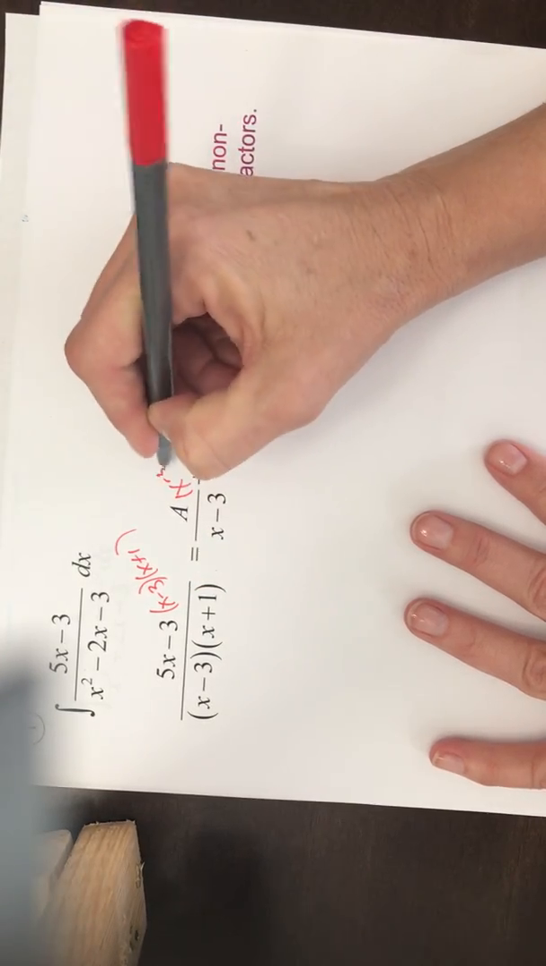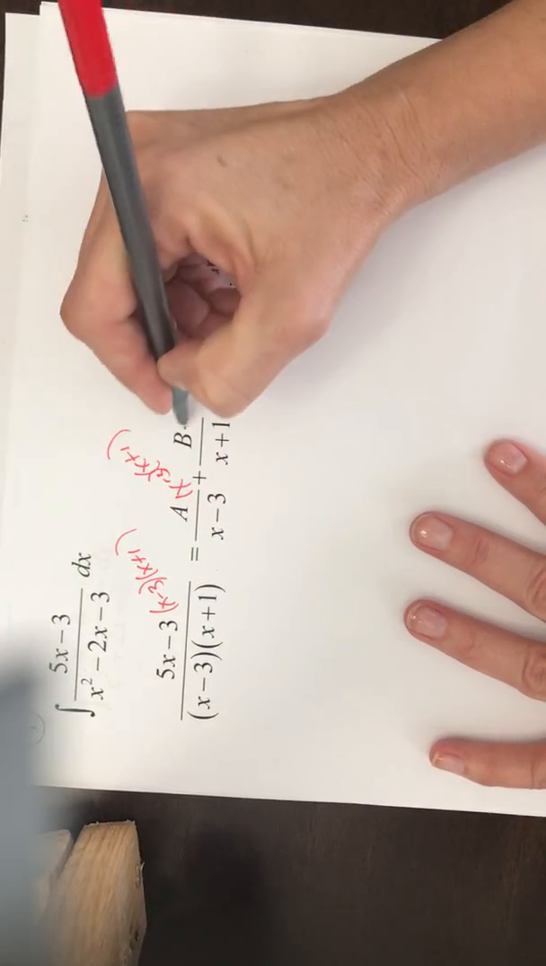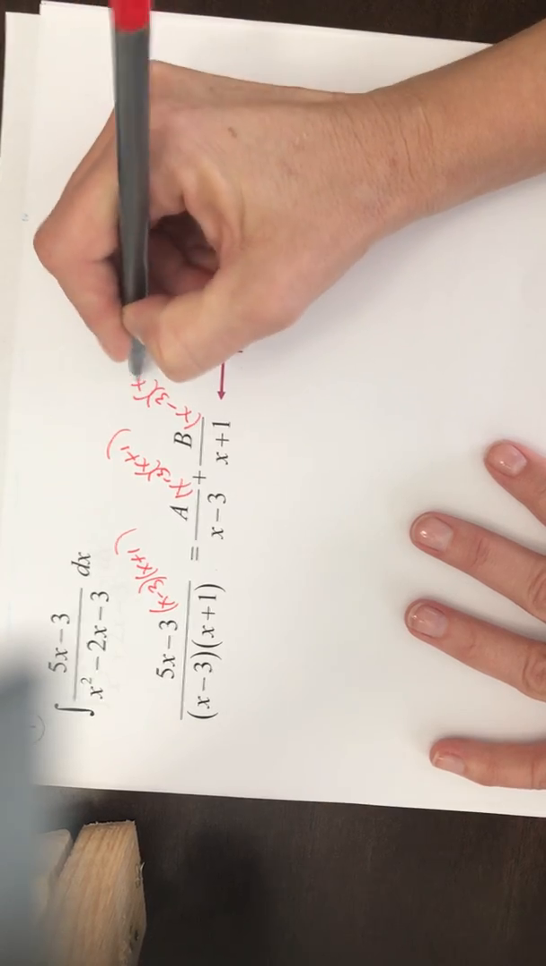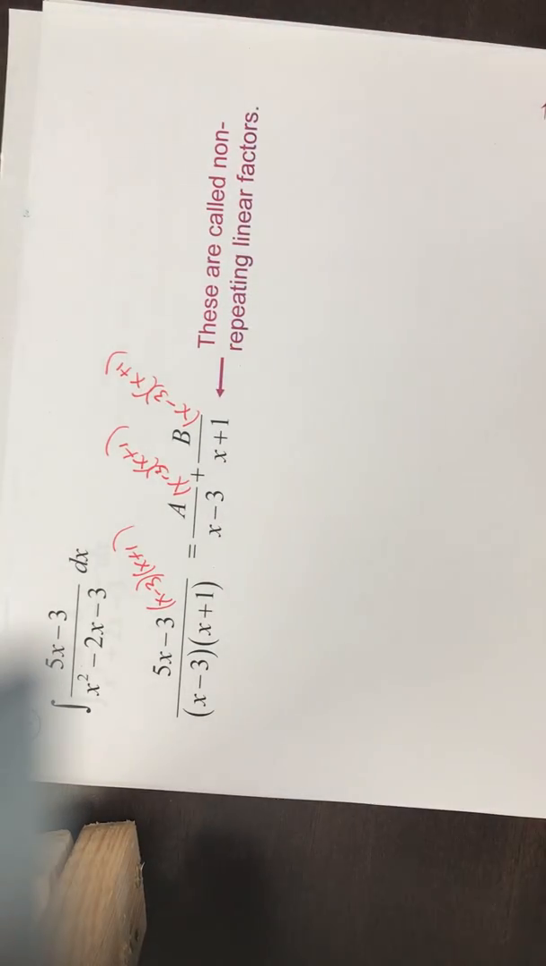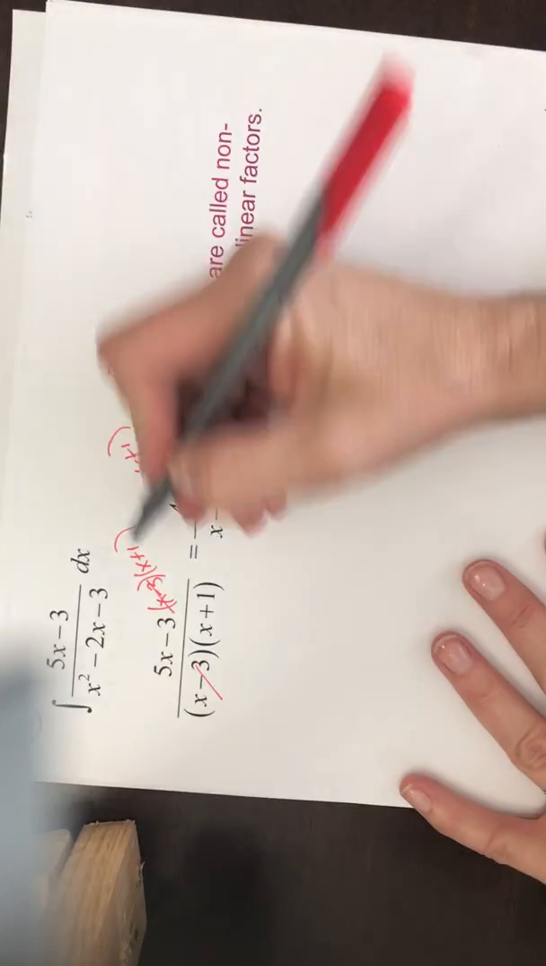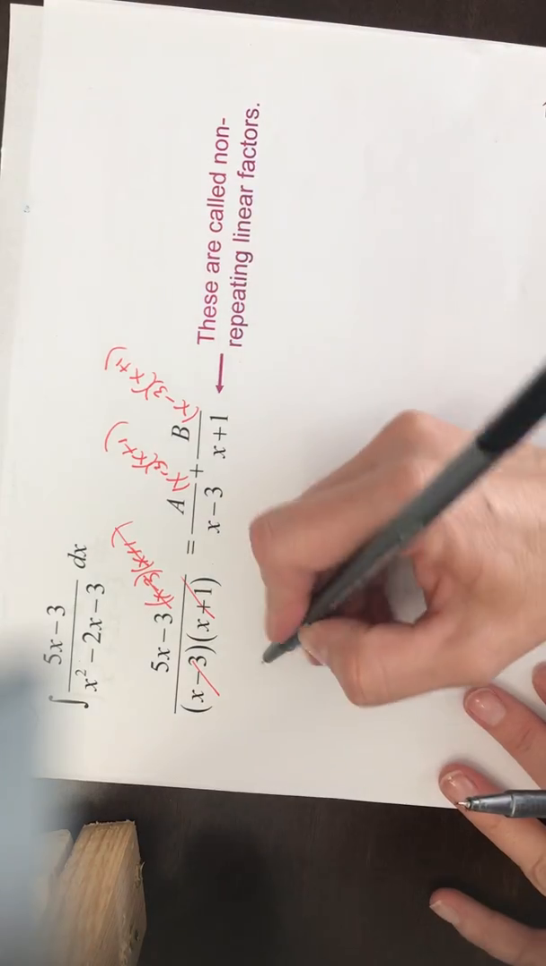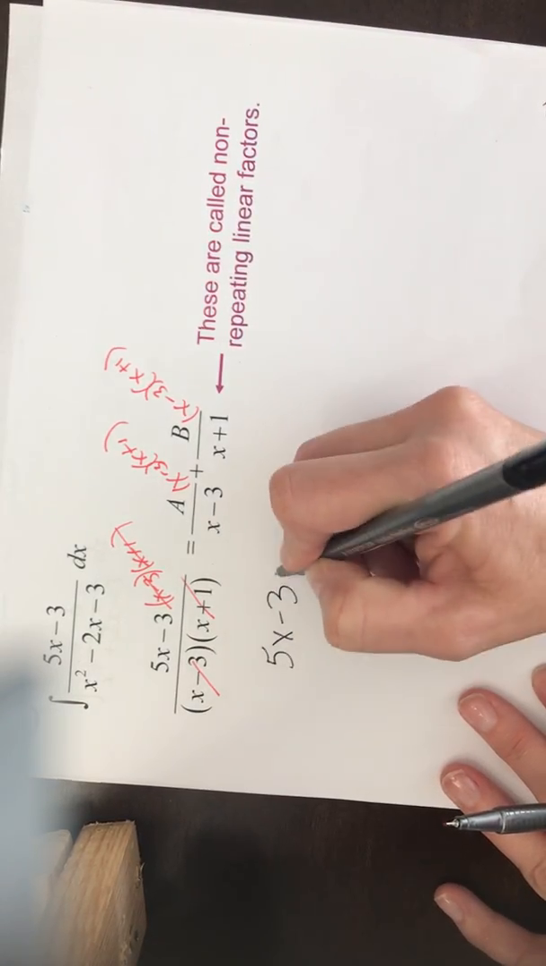x minus 3, x plus 1. Okay, and again, you will see a shortcut real fast. So now cancel. The x minus 3s we have in common, the x plus 1s we have in common. So this term turns into just 5x minus 3.